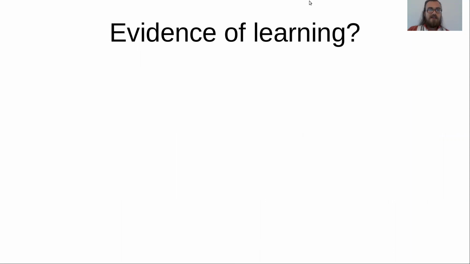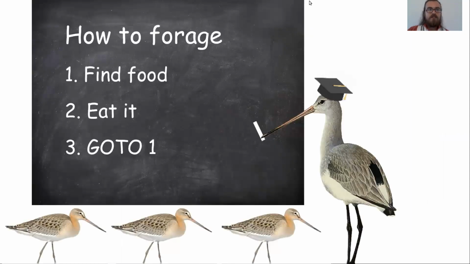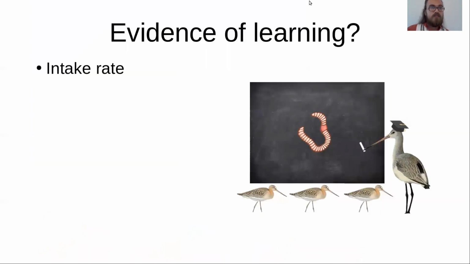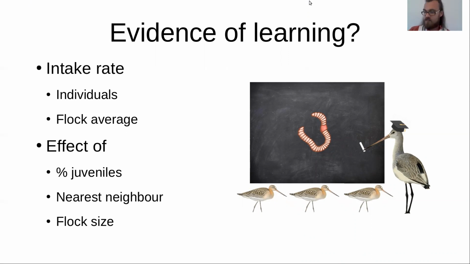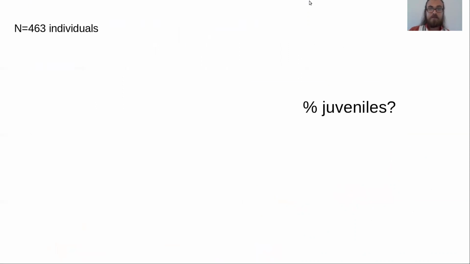What about evidence of learning? I was wondering if there's a kind of school for Godwits, where juvenile Godwits will look at an adult, see what they're doing, and try to copy them and learn how to forage this way. So I used the intake rate data, both for individuals and also taking a flock average. And I looked at any effect of proportion of juveniles or proportion of adults in the flock, the age of the nearest neighbor, the size of the flock, and also the age of the individual that I was watching forage.